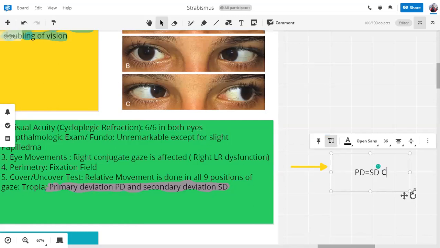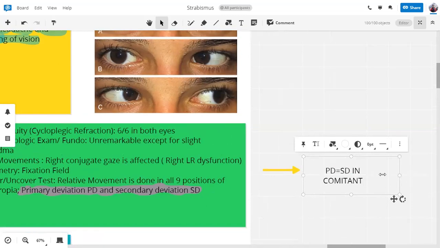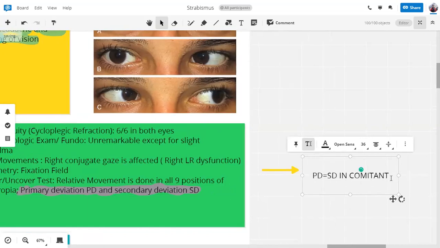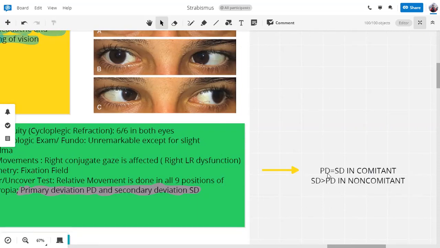ठीक है, they are equal in concomitant squints. ठीक है, and they are unequal in non-concomitant squints, where the secondary deviation is greater. You have to keep this point in mind. It's very important, this point. Deviations are equal in concomitant squints. They are not equal because the secondary deviation is greater in non-concomitant squint. ये चीजें क्या होती हैं, इसको हम उसके बाद.